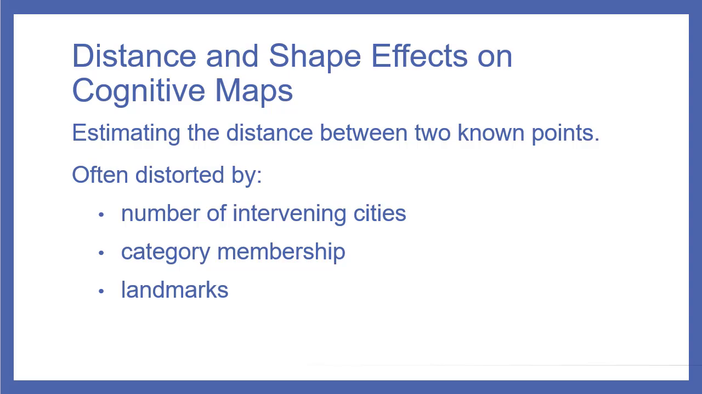So some of the strategies that can interfere, or the lack of strategy, or just a conceptualization of the strategy, that can lead us to have inappropriate or erroneous representations of cognitive maps, are based on the number of intervening cities, for example, in a map. And this is kind of what we usually use when we talk about cognitive maps.